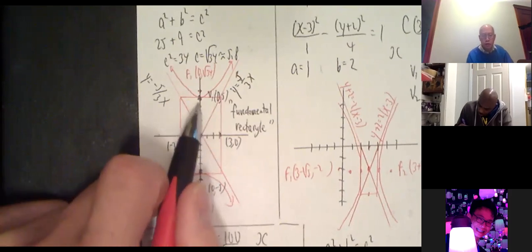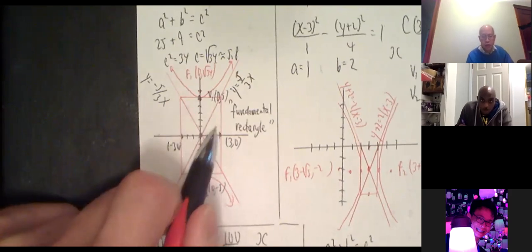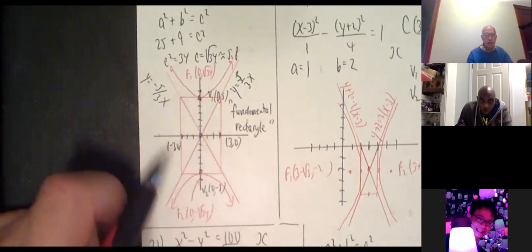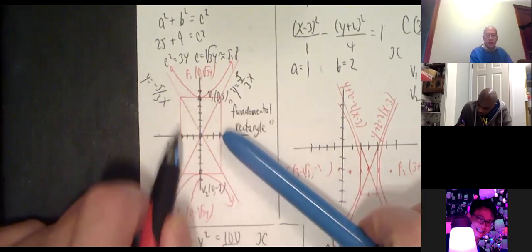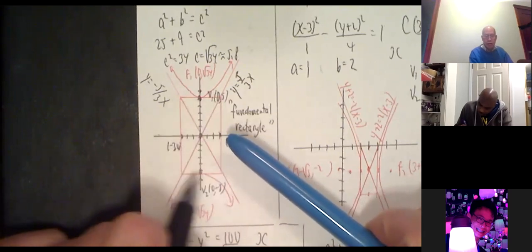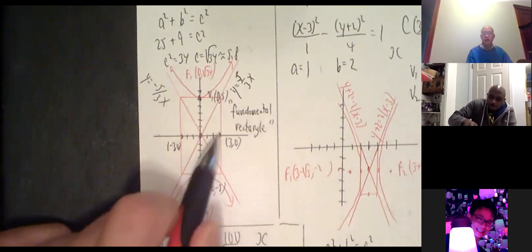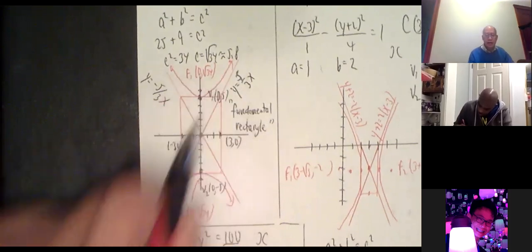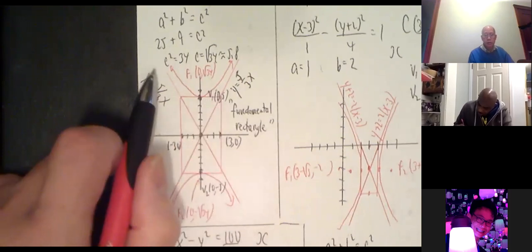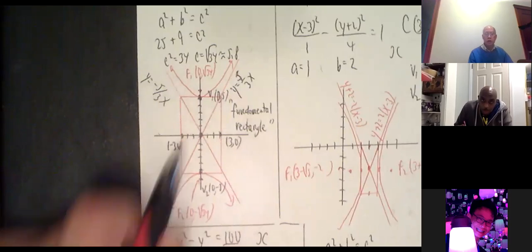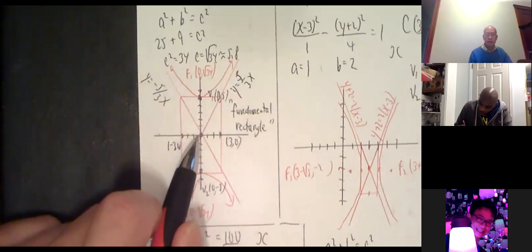Now you have to be careful. You don't just connect these 4 dots. Don't go like that and make a diamond. You have to draw only horizontal and vertical line segments. So you take these 4 dots, go straight up and down and across and down and across. So you draw yourself a box, the fundamental rectangle. Then you connect the diagonals. They should go through the center. The diagonals are going to be your asymptotes. You curve them toward it.